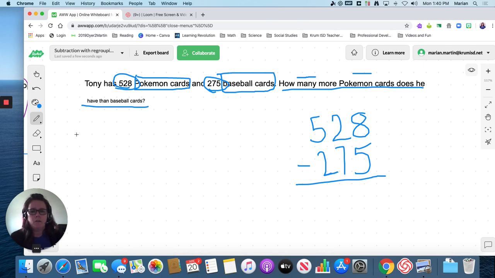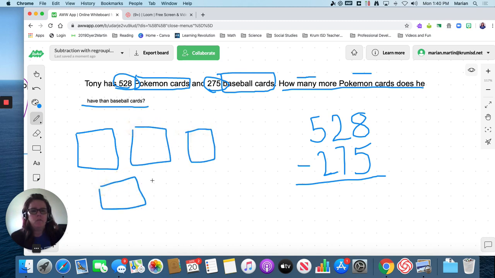Okay. The model is going to have 500s, which are going to be larger squares. 1, 2, 3, 4, 5. So there's my 500s, 100, 200, 300, 400, 500. Then I need 2 tens, which I'm just going to make 2 little sticks here. 2 tens, 10, 20. Then I need 8 ones. 1, 2, 3, 4, 5. 1, 2, 3. 1, 2, 3, 4, 5, 6, 7, 8. Remember, I try to do them in groups of 5. It just makes it easier when I'm looking at my picture. I can see groups of 5 and count them easily. All right, now we're going to do some subtraction.